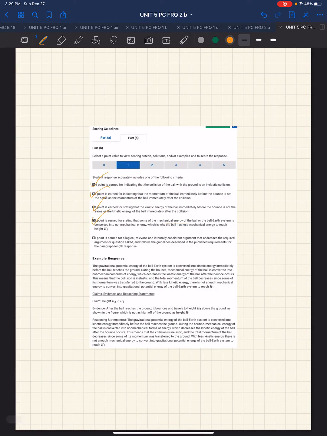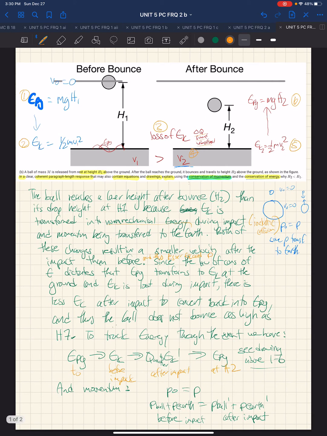For logical, relevant, internally consistent argument that addresses the required argument and follows the guidelines. So let's take a look. Gravitational potential energy converted to kinetic energy. During the bounce, mechanical energy is converted to non-mechanical, which decreases the kinetic energy and momentum, we said. The collision is inelastic, and the total momentum of the ball decreases since some of the momentum was transferred to the ground. With less kinetic energy, there's not enough boom. So we mentioned all of that there. And we wanted to make sure we were referencing this claim in here that H2 is less than H1.